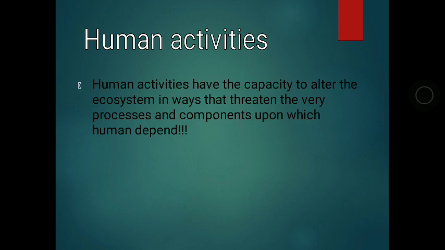Now, human activities. What are we mainly doing? This is very important. Human activities have the capacity to alter the ecosystem in ways that threaten the very processes and components upon which humans depend. So we are the villain of our own story. Humans, for their greed to make money, for example, we can take the landslide which is happening in Madikeri.